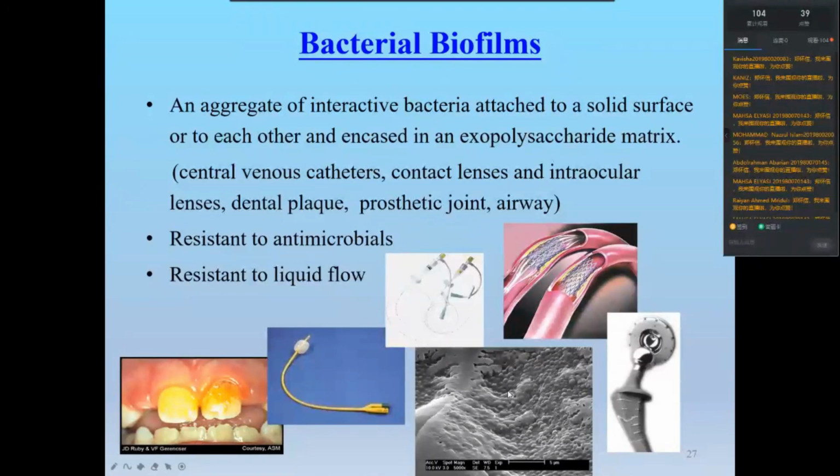Here are some examples of biofilms. This is the famous picture of human teeth. And you can see the yellow color of the human teeth.